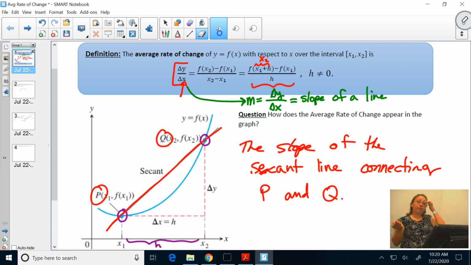So that's how you can visualize the average rate of change. You pick any 2 points on your function, draw a straight line through them. The slope of that line is the slope of the secant line. That is your average rate of change between those 2 points.